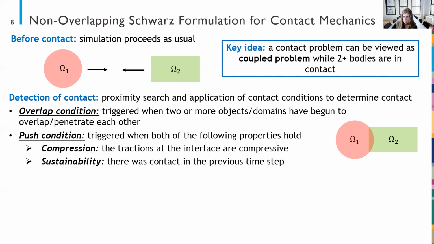First, we have the overlap condition, which is triggered when two or more objects or domains have begun to overlap or penetrate each other, like shown here. And then the second condition is what we call the push condition. This is triggered when you have tractions at the interface in the compressive regime, and also when you have contact having occurred in the previous time step within the Schwarz algorithm.